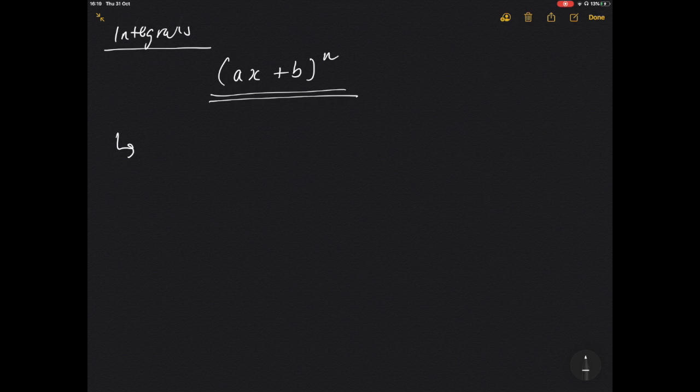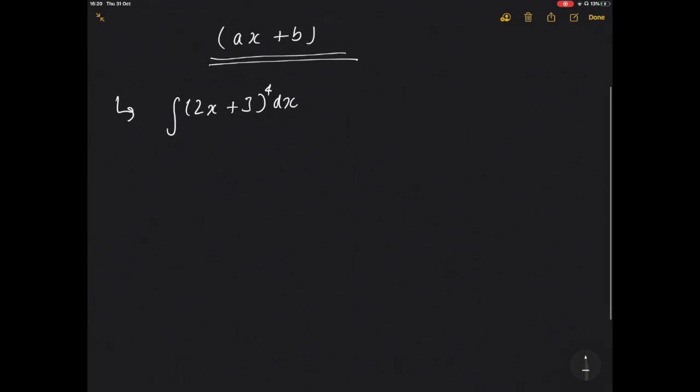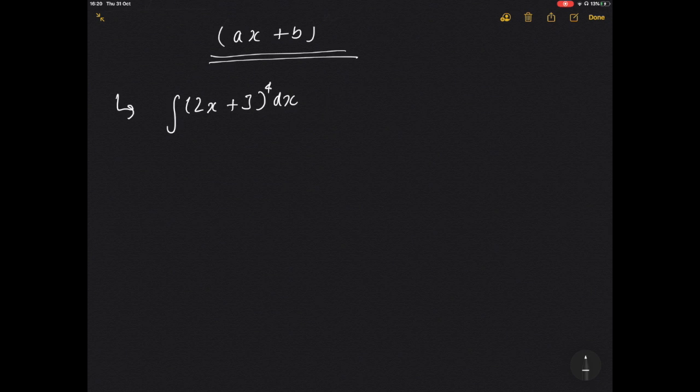Say, for example, our exam question is: integrate (2x plus 3) to the power of 4 with respect to x. What we can say first of all is we've got two parts of the equation here, and we're going to simplify it and call this u. So u equals 2x plus 3. This means that our equation now becomes the integral of u to the power of 4 with respect to x.